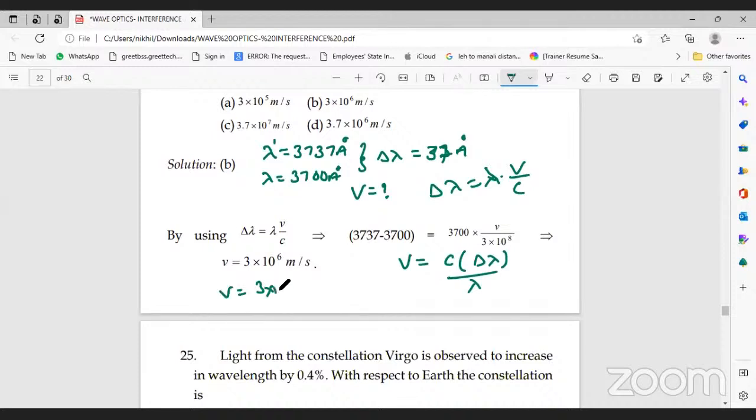C is 3 into 10 power 8. Change in wavelength is 37. Lambda is how much? Original one. 3700. This cancels 100. 3 into 10 power 8 by 100. 100 can be taken as 10 squared. So 3 into 10 power 6, sir. So option B. 3 into 10 power 6. Option B.